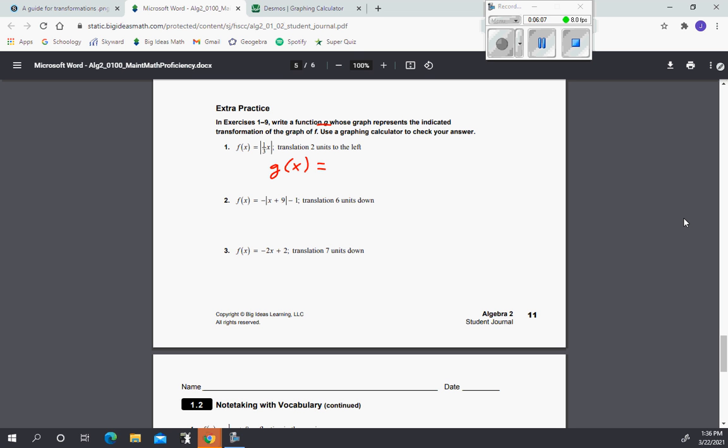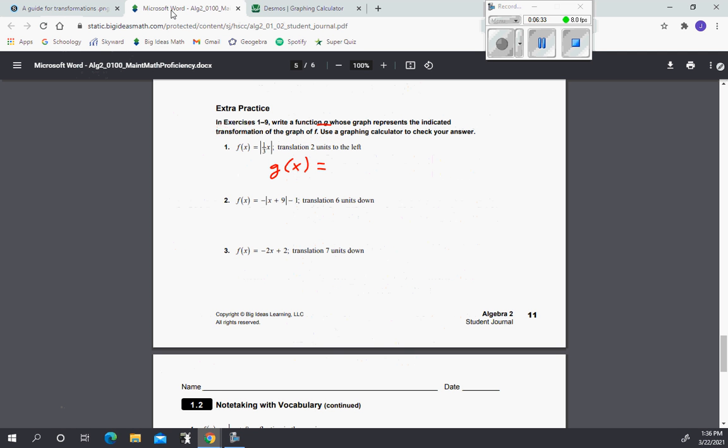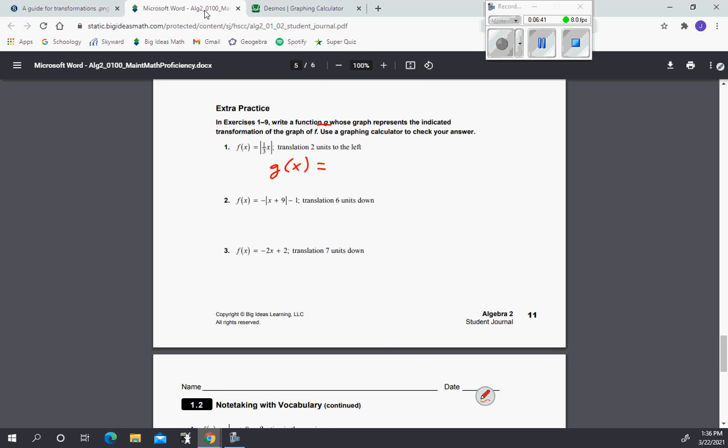F of x equals 1/3 x, or the absolute value of 1/3 x. We want to move that 2 units to the left. So we want to write a new function where we translate it 2 units to the left. We want a horizontal translation. We want to go left, right here. We have f of x plus h inside the parentheses. So we're going 2 units to the left. Well, back here we should go 1/3 x plus 2 inside the absolute value.